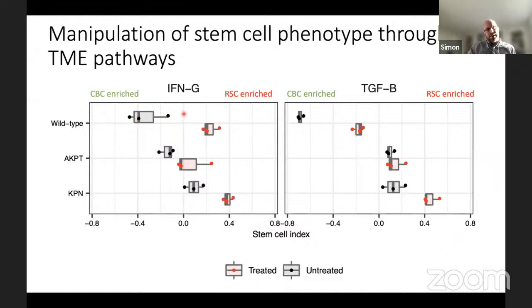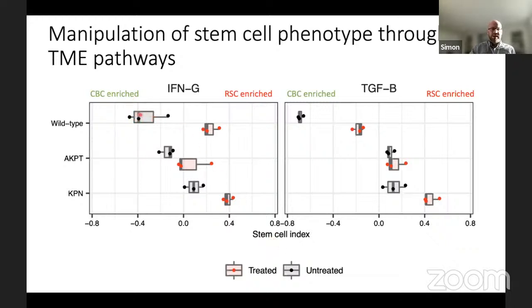So what we did then was really to start growing organoids of different mouse tumors. So we've got wild type organoids, we've got AKPT mouse organoids, we've got KPN mouse organoids. So APC, KRAS, P53, TGF-beta, KRAS, P53, and Notch mouse organoids. And then we added interferon gamma or TGF-beta to the organoid environment there. And when we add interferon gamma, we measure the stem cell index. Again, on the left here is CRIT-based columnar enriched. I'm sorry, I haven't written this in on this slide. CRIT-based columnar enriched. On the right here, it's regenerative stem cell enriched.